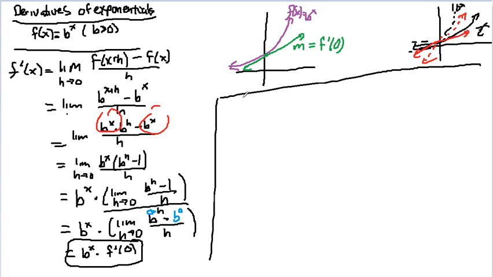So the key thing is, if we could find it, there must be some number between 2 and 10 where the slope equals 1. We'll call that number e, and that's how we're going to get e to the x.